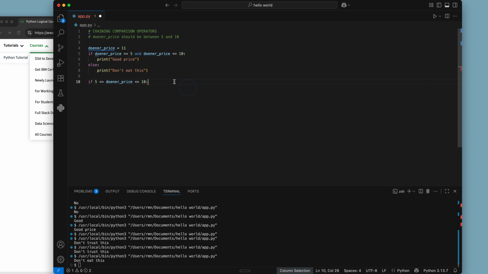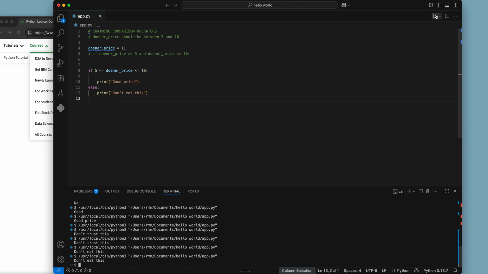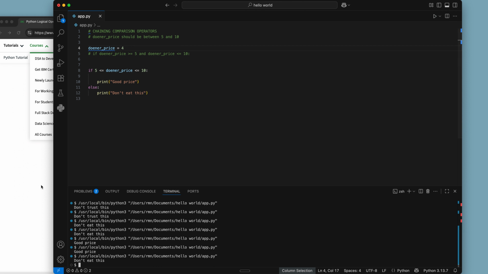So let's see. I feel like I'm missing something here. Oh my god. All right. Let's remove this from the equation. So 11, don't eat this, okay. 10, good price. 5, good price. 4, don't eat this. There we go.